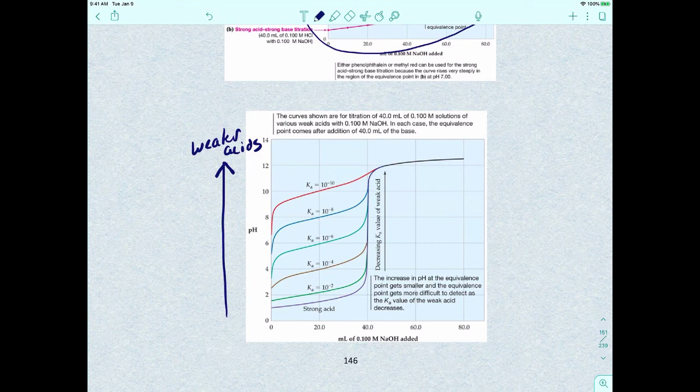So next on the list is to look at the opposite. What if we have a strong acid with a weak base?